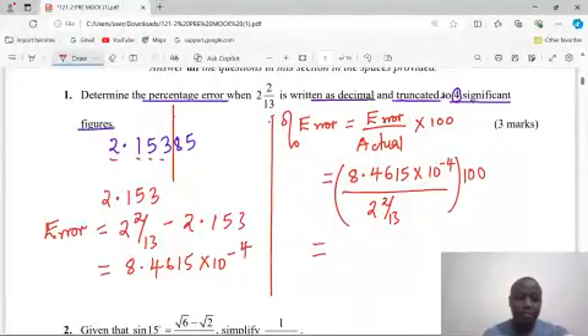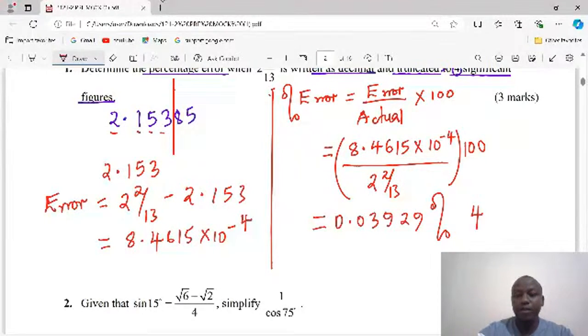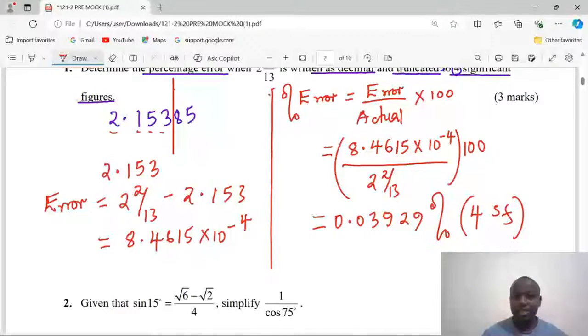This is the time now you should make very good use of your calculators. Therefore, I'm going to multiply by 100, then I divide by 2 and 2 out of 13. So now from my calculator, I'm getting 0.3929%. This is to 4 significant figures. It's good to estimate your values to 4 significant figures. Accuracy has not been specified by the examiner.